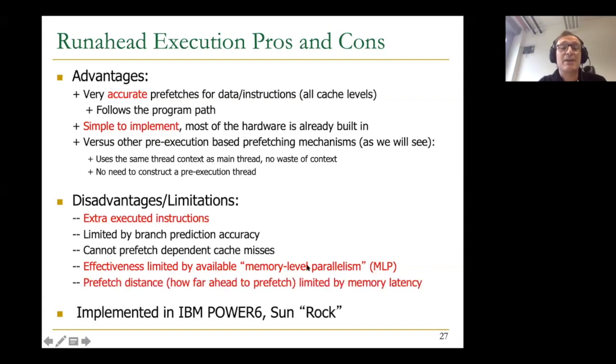And prefetch distance, how far ahead to prefetch, is limited by memory latency, because when the original miss returns back, you abandon Runahead execution. Now, there's some freedom you actually have. You could keep going for a while. If you're doing this on a separate thread context, you could keep going for a longer while, like IBM Power 6 did. But maybe they didn't do it exactly well, as we will see in a little bit. So your prefetch distance can be increased by changing the answer to where you execute this Runahead thread.